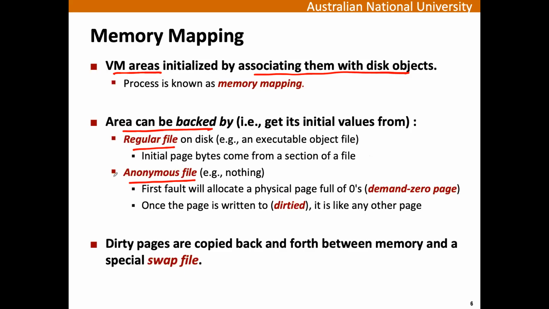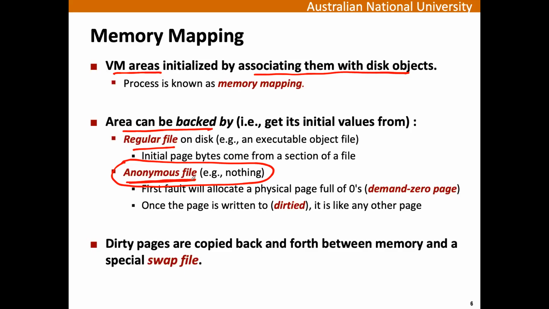Now, a regular file is something that is stored on disk, as I was saying, and an anonymous file is a special case where the user process does not want to map the virtual area and back it by a file on disk, but the user just wants a bunch of pages to use for data structures and for other program data. And we call it an anonymous file.